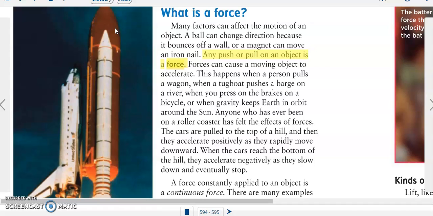Guys, many factors can affect the motion of an object. To move any object, for example to move the table, we need to push it or pull it. This action is called a force. The force is any push or pull action applied on an object, and it's the main cause of motion.